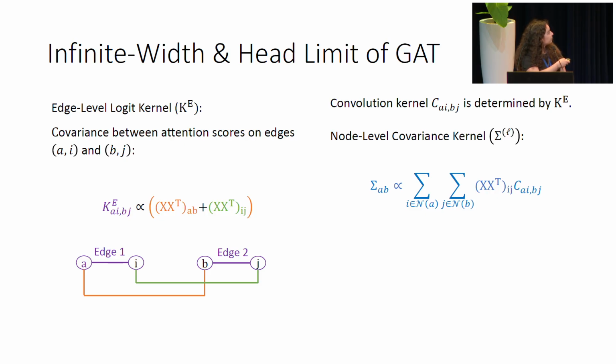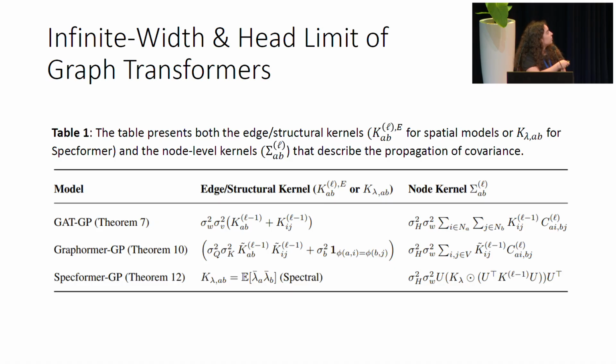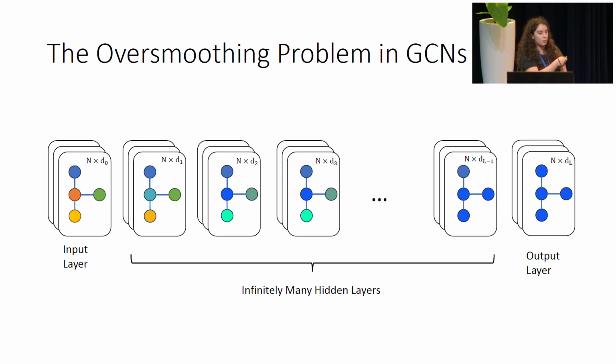And so what we did is we wrote down the edge-level kernels and the node-level kernels for three graph transformers, namely GAT, GraphFormer, and SpecFormer. In this talk, we will only focus on GAT due to time constraints. So we have this expression for these kernels, and we need this GP equivalence to study the structural limitations of graph transformers.